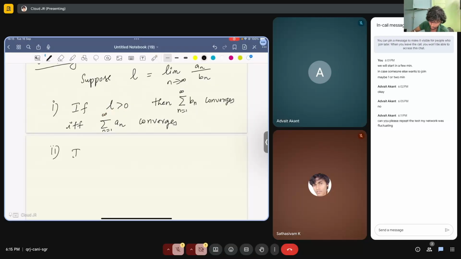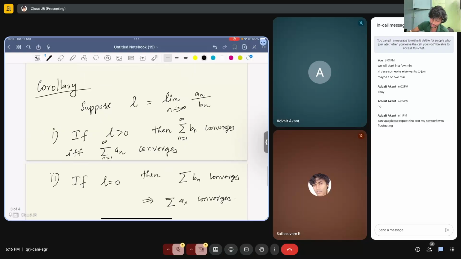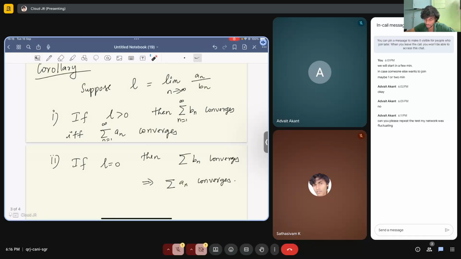And if L is equal to 0, then what we have is the summation bn converges implies summation an converges. So these are the two tests that you have, but this is some form of the other one. You can prove it by using the limit comparison test. Anyway, I'm not going to do the proof. I'm just telling you, these are the tests, you can use them.